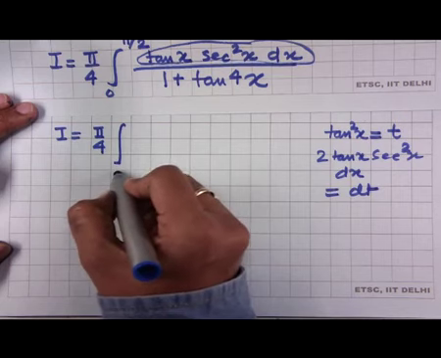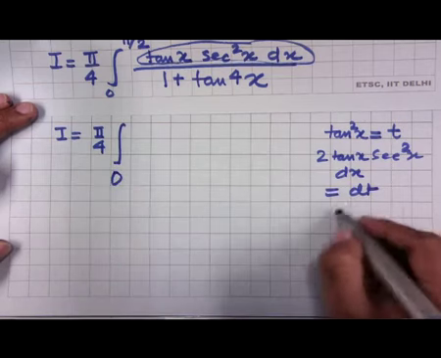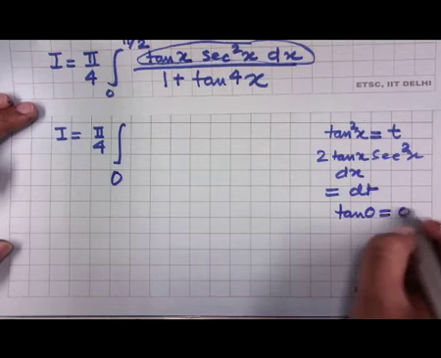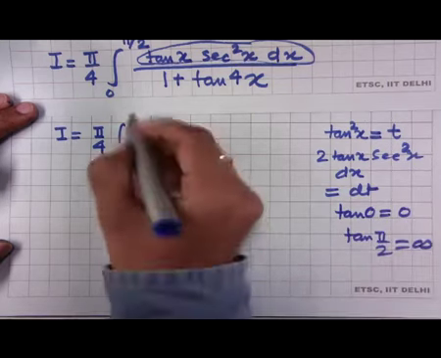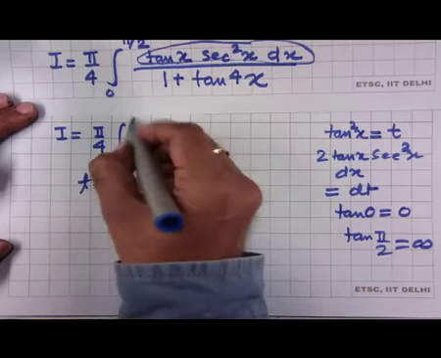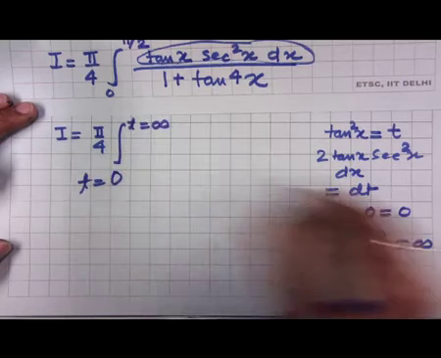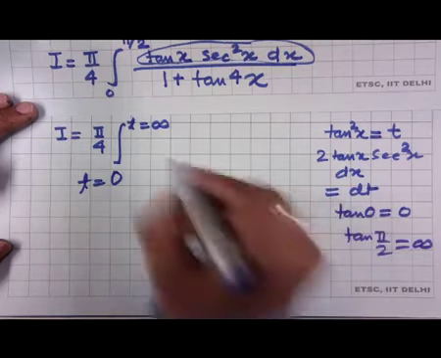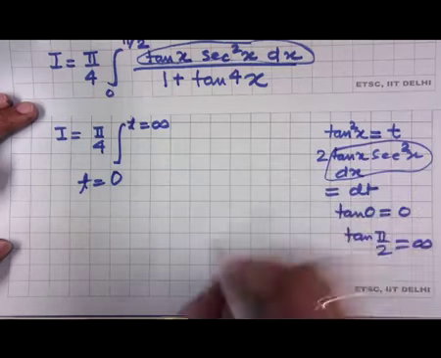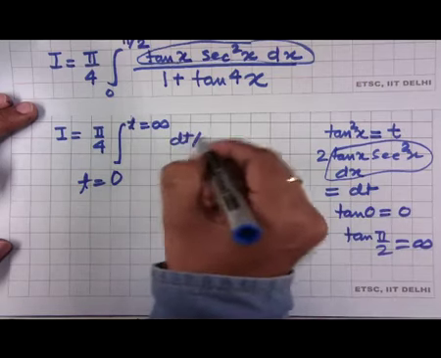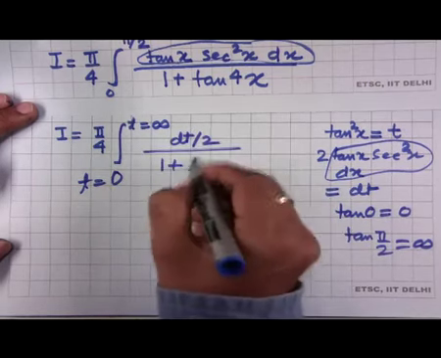Tan 0 is 0, tan pi by 2 is infinity. So, limits will be t from 0 to infinity. Tan x sec square x dx is dt by 2. So, you get dt by 2 by 1 plus t square.